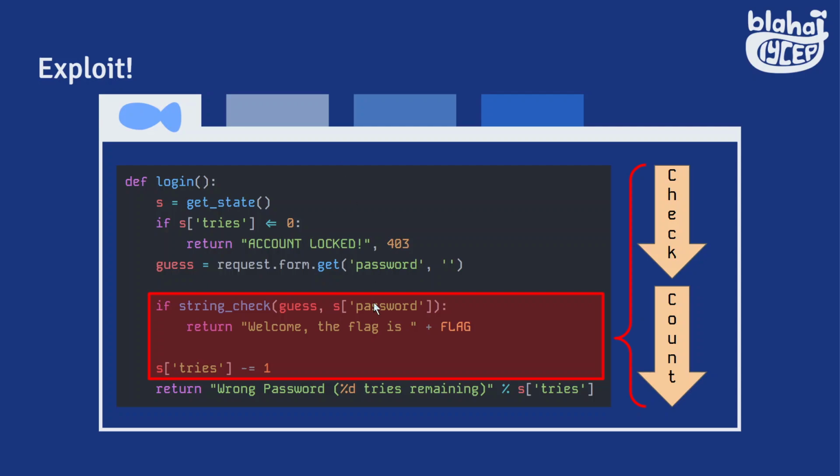If you want to mitigate this, obviously you could just take the tries subtraction, right? You bring it up to the top. So now I subtract my tries before I even do my string check. But even then, it's still a little iffy, because you can still have multiple requests coming at the same time.